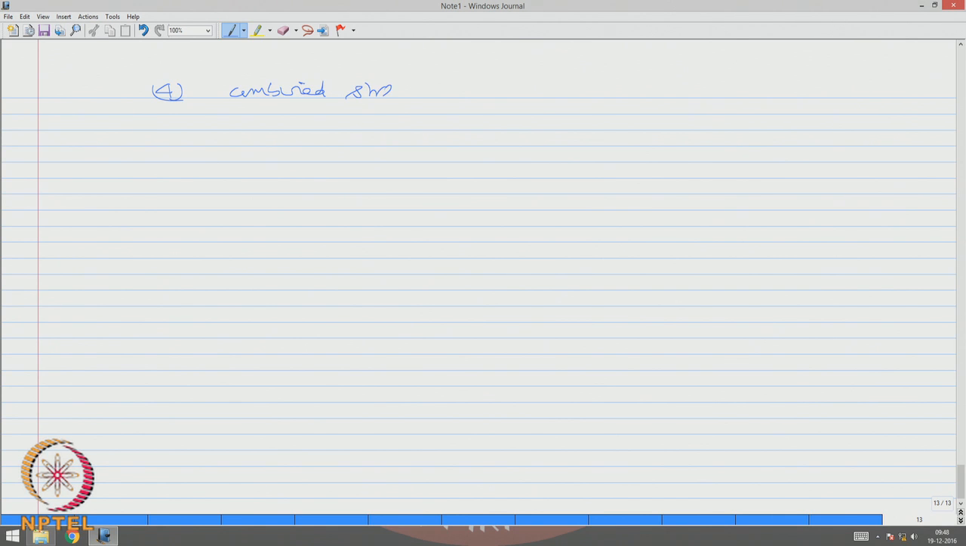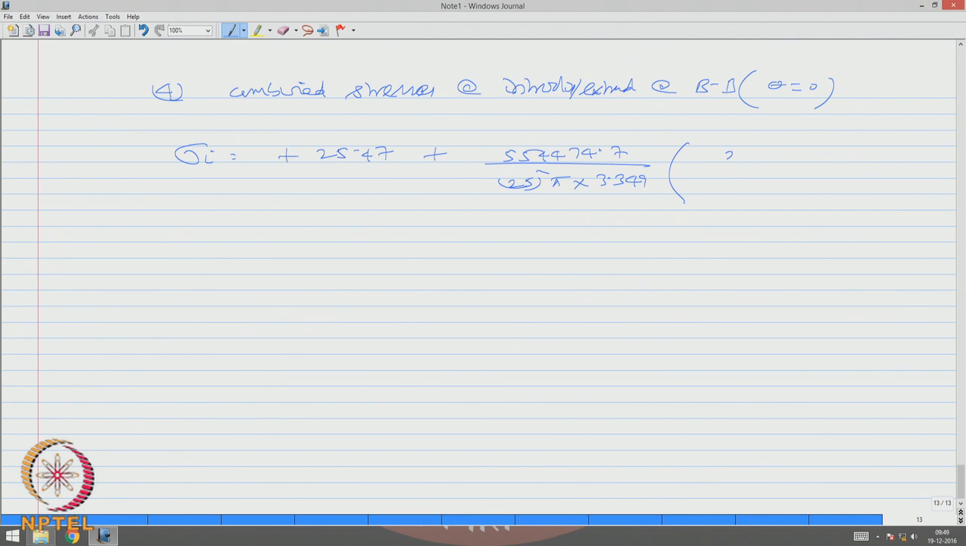Once I know this, I can easily compute the combined stresses at intradas and extradas at section BB, which is theta equals 0. So, sigma intradas is plus 25.47 plus MB, that is 5544074.7 by A e, which is 25 square pi into e is 3.349, multiplied by distance of extreme fiber inner by Ri.